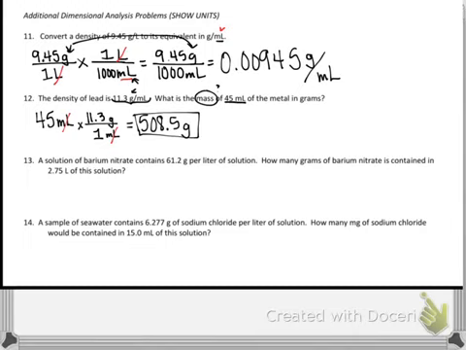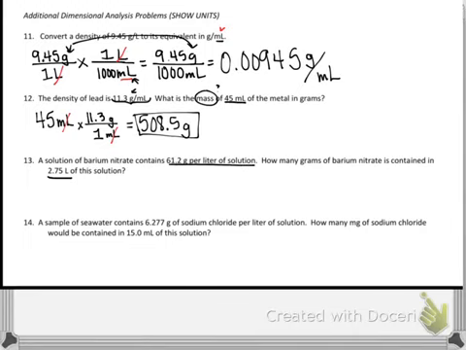Okay. Our next problem, we have a solution of barium nitrate that contains 61.2 grams per liter of solution. How many grams of barium nitrate is contained in 2.75 liters of this solution? Alright, so in this case, we have to figure out many pieces of the puzzle. We have to know that 2.75 liters is our given, and we also have to know that this information will help us get to our answer.